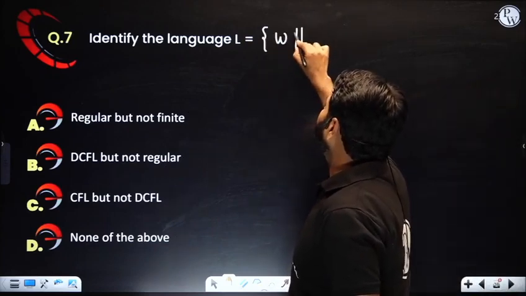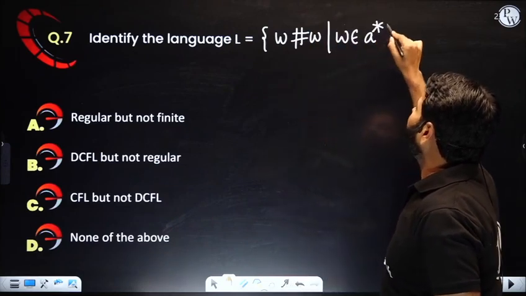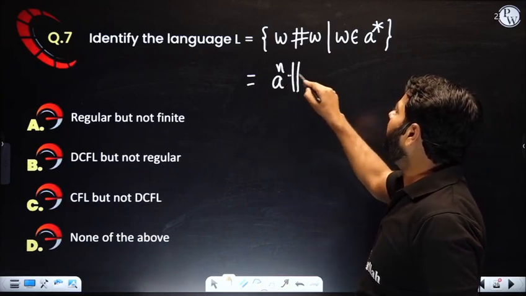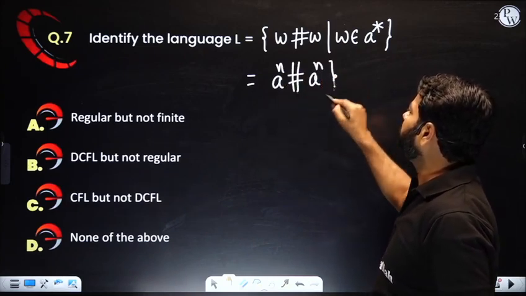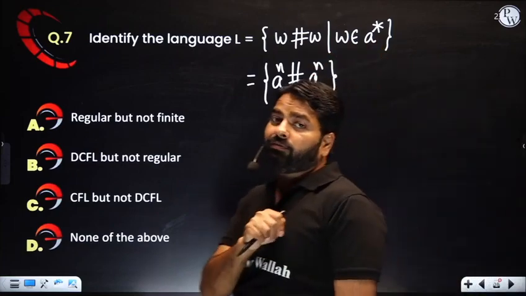Now, w ash w such that w belongs to A star. What is the meaning of this? It's nothing but a^n ash a^n. That's it, because w has only one symbol. The language is not having one symbol.